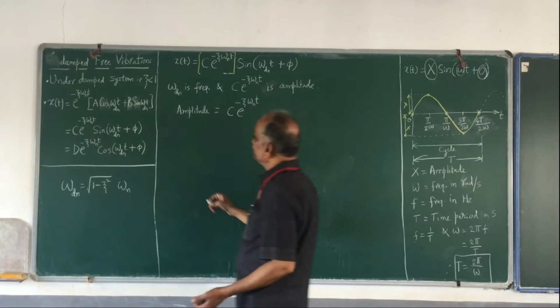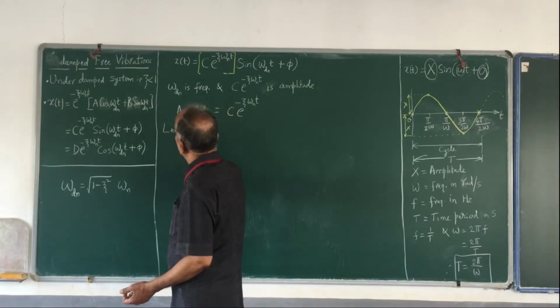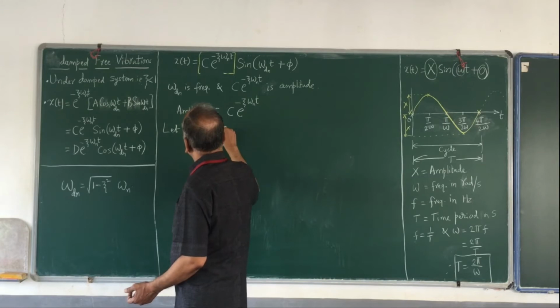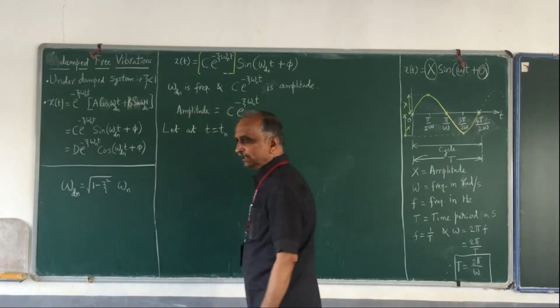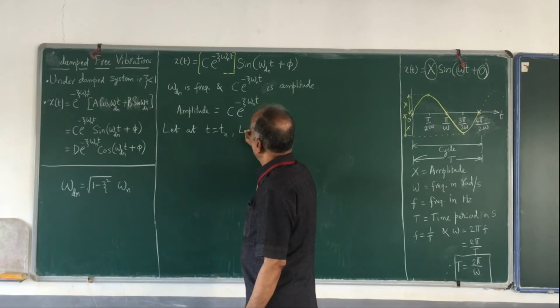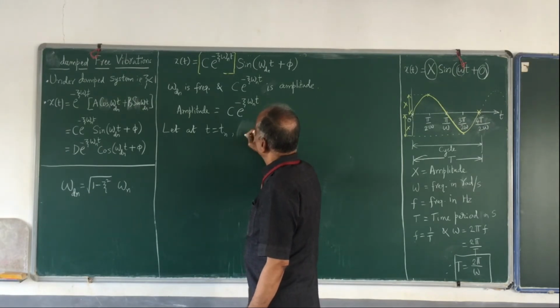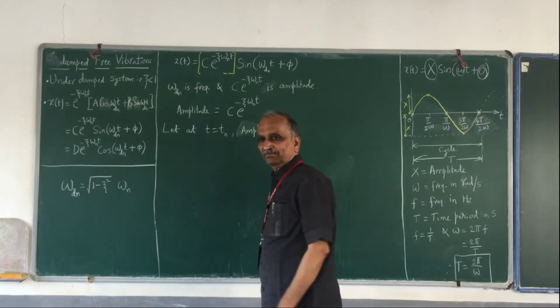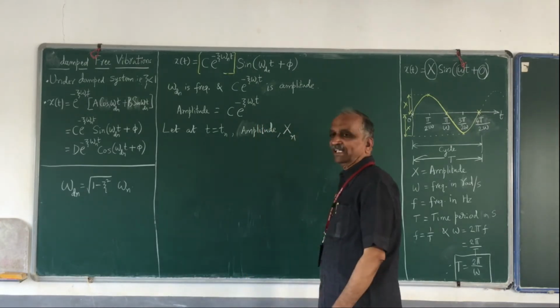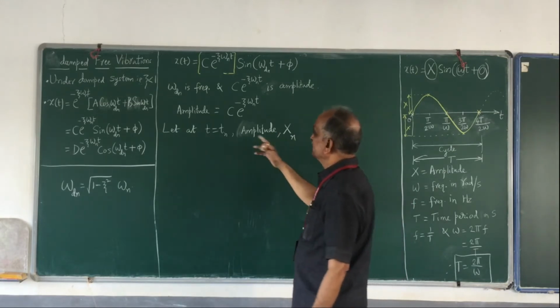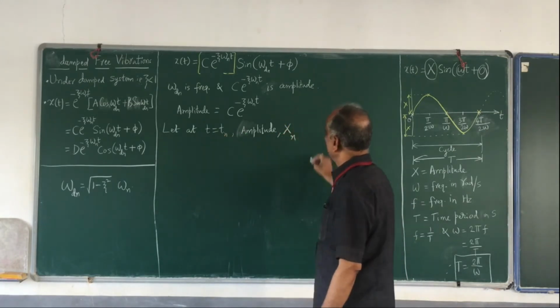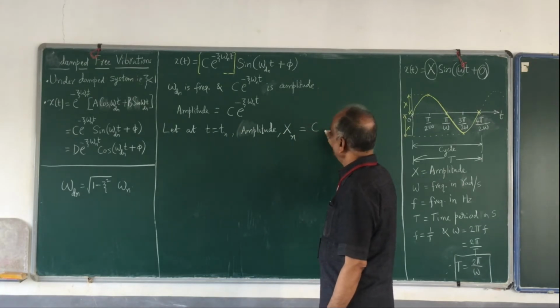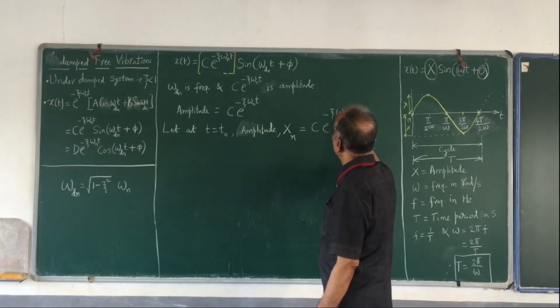Let at t equal to tn, I have amplitude. Let me call this x suffix n, the amplitude after n cycles, xn, that is at t equal to tn. That is nothing but c into e raised to minus zeta into omega n.